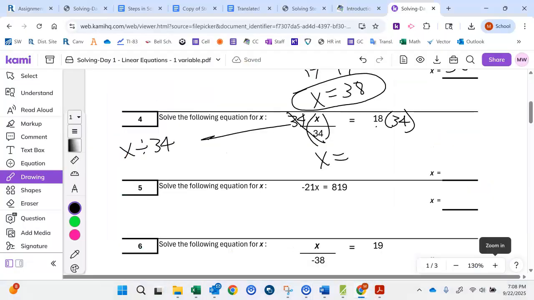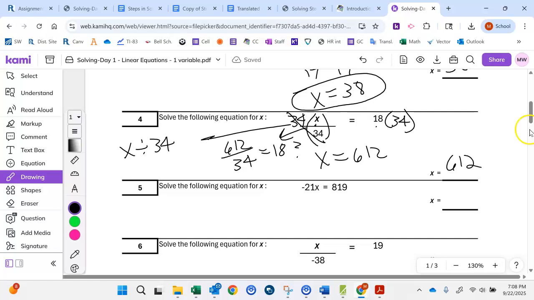So that would be 612. Now let's test it. We take the original equation and go 612 divided by 34. Is that equal to 18, question mark? If you take 612 and divide it by 34, it should be 18. It is, and that's how you have to confirm it, okay?